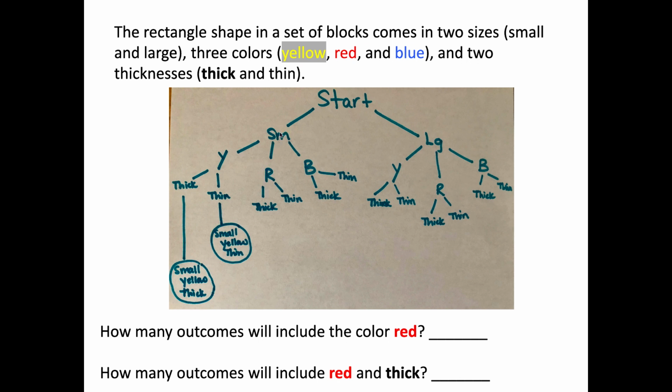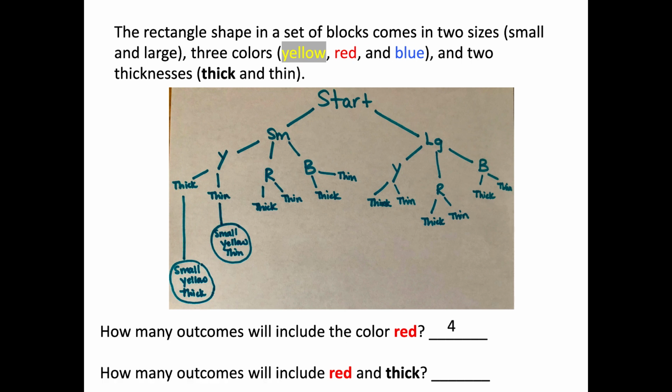So one outcome that will include red is small red thick, and then another one small red thin. While going over to our large, which was part of our first choice, we could have a large red thick, we could have a large red thin. Are there any more outcomes that are going to include red? No. So that would be a total of 4 outcomes that are going to include the color red.